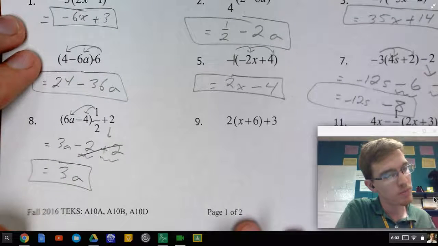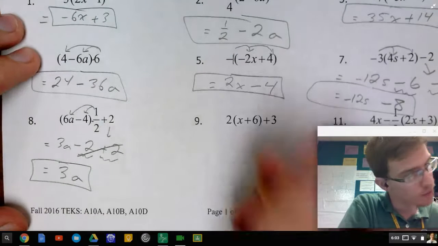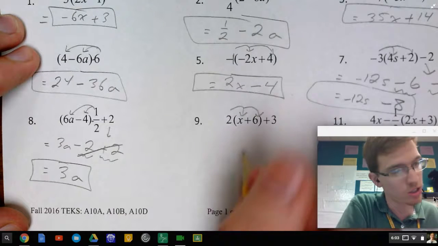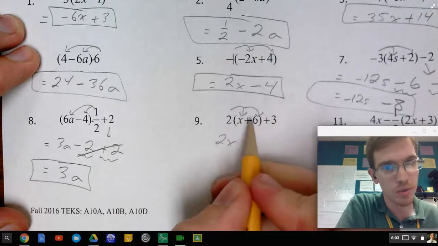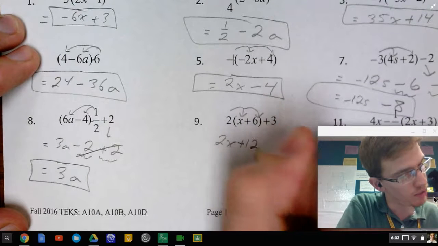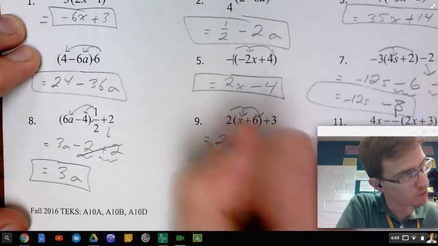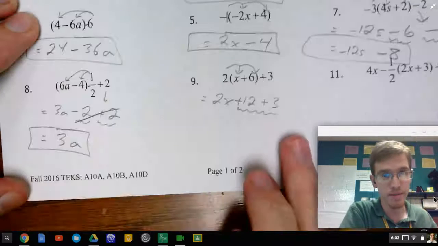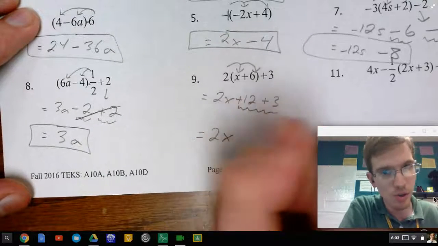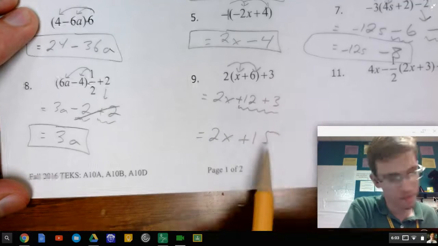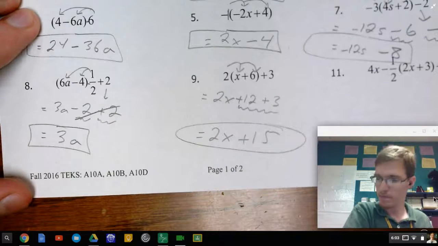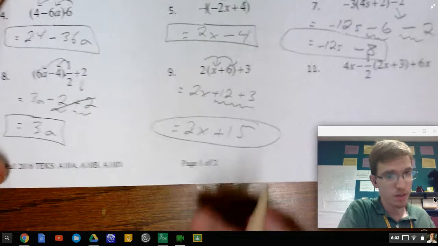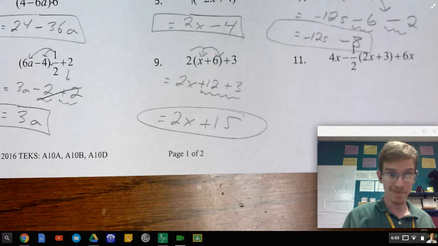All right, number 9. We will distribute from the left. We have our 2 times x and 6. So 2 times x is 2x. 2 times 6 is 12, so plus 12. We'll bring down the plus 3. Combine those two together. 12 and 3 is 15. So we have 2x plus 15. And there we have it. Clearly there is no 10, but number 11.